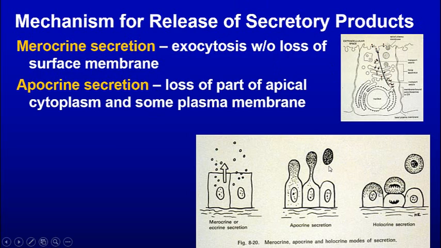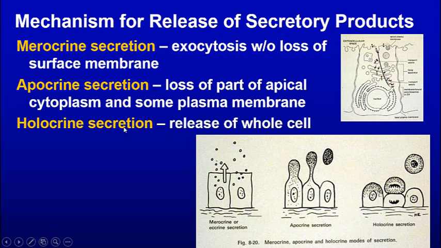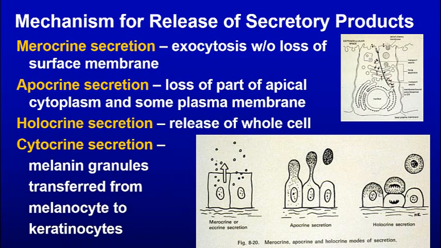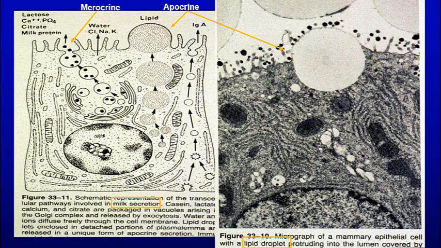Apocrine, where some of the cytoplasm actually comes out with a secretion. So the apical cytoplasm comes out, with a lost part of the plasma membrane. Holocrine secretion, the whole thing goes, like a sebaceous gland. And then cytocrine, where certain things are produced by one cell just for another cell. And that's what we have in our skin.